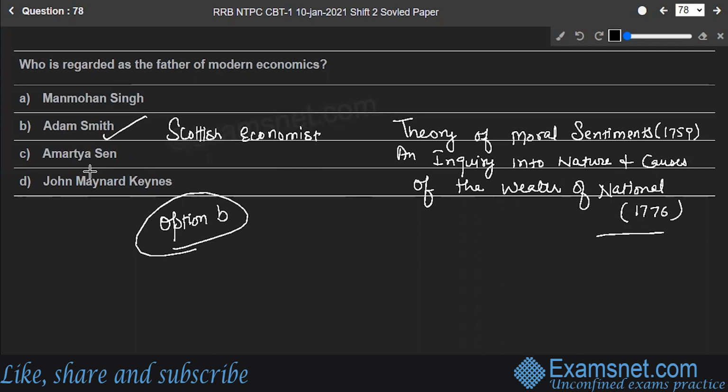Hope you got this. If we talk about Amartya Sen, he is a world-renowned economist awarded the 1998 Nobel Prize. He propounded the concept of public welfare economics and was also awarded the Bharat Ratna in 1999. Dr. Manmohan Singh, Indian economist, served as the 13th Prime Minister of India. John Maynard Keynes was an economist who advocated for increased government expenditures and lower taxes to stimulate demand. Well, the answer to our question is option B, Adam Smith.